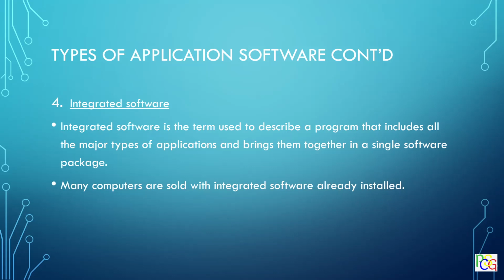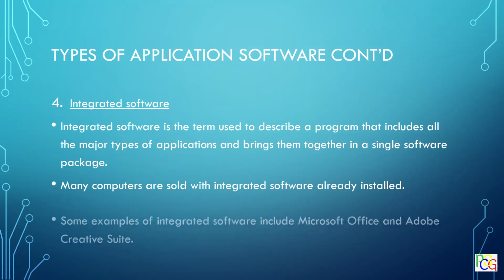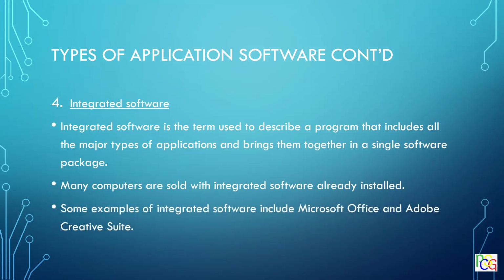So many computers are sold with integrated software already installed. Some examples of integrated software would include Microsoft Office and Adobe Creative Suite. Microsoft Office comes with Microsoft Word, Excel, PowerPoint, OneNote, etc. Adobe Creative Suite would come with things like Photoshop, After Effects, Premiere, things like that. So it's a software package that includes other types of software.